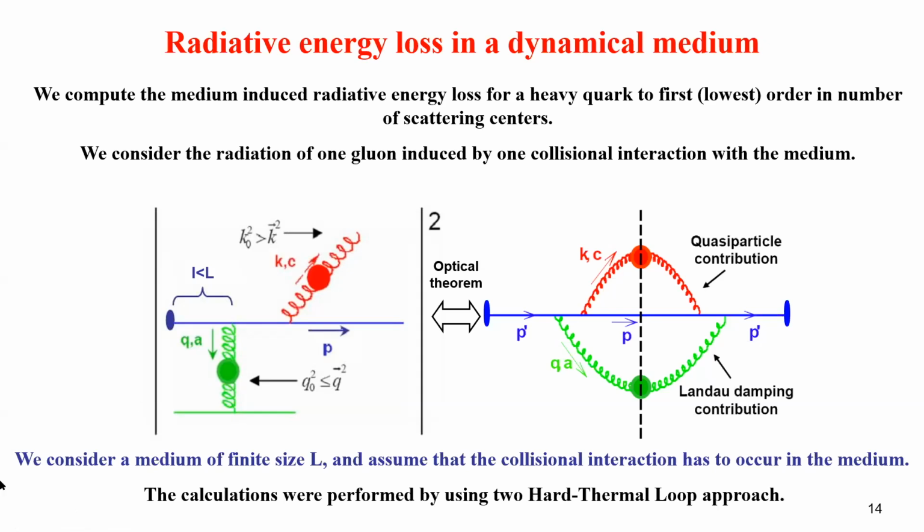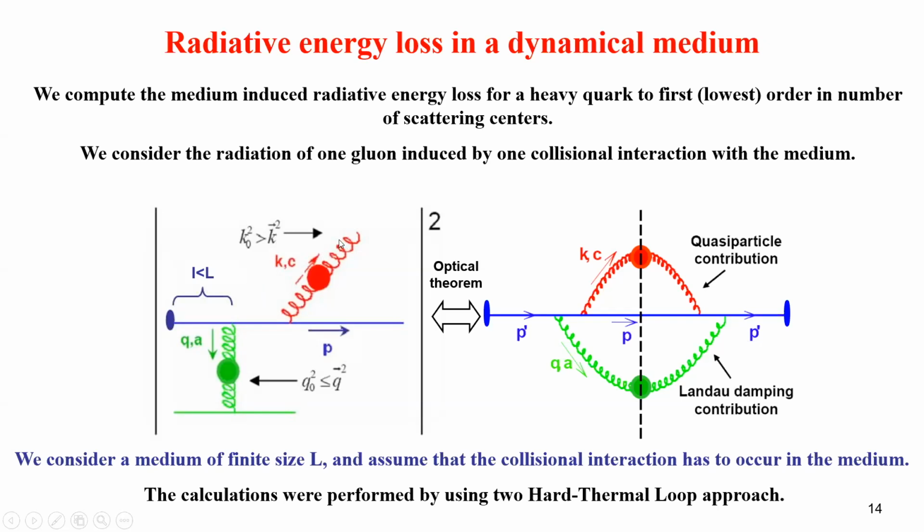To calculate this energy loss, we consider a medium of finite size L and assume that the medium has finite temperature T and that this collisional interaction has to occur inside the medium. The calculations were performed using the hard thermal loop approach. Here is the typical diagram that we have to compute. This diagram shows a particle which is produced at t equals 0 and then travels to the right. And then at some distance, which is smaller than the size of the medium, it interacts with one parton in the medium and then radiates one gluon.